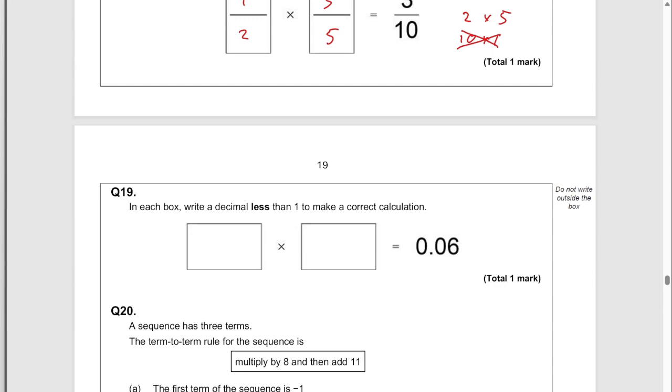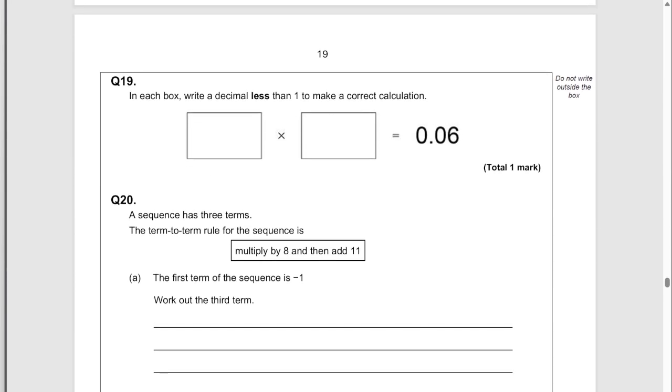Question 19. In each box, write a decimal less than 1 to make the calculation correct. So I need two numbers that multiply together to make 6 in effect. I'm going to go 2, so 0.2 and 0.3. And they would multiply together to make 0.06. Other options, I could have had 0.1 and 0.6, that would work as well. Yeah, those are my options, I think.